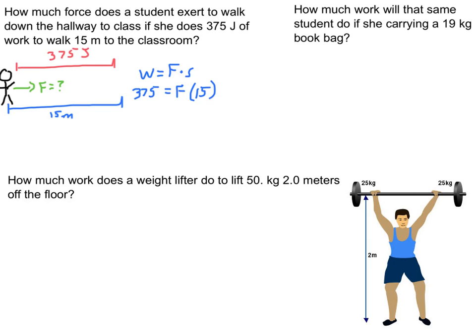Now it's just basic algebra. And so dividing both sides by 15, I come out with 25 newtons of force is needed for the girl to walk down the hallway. So she applies a constant 25 newtons of force, or an average of 25 newtons of force.